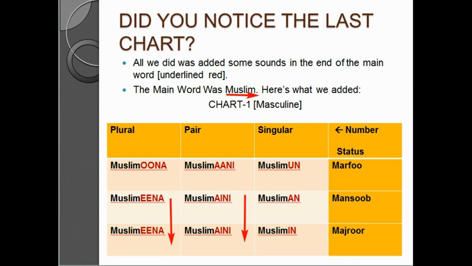So that's how easily you can convert the number, status, and even gender. What do you do to change the gender? You just have to add a ta. What do you do to change the number? You add un, an, in, ani, aini, aini, una, ina, ina, depending on which status and which number you want. If you want a pair of Muslim with the mansub, you have to add muslimaini. If you want the singular of mansub, you have to add an, musliman. If you want the singular in marfu, you have to add un, muslimun.